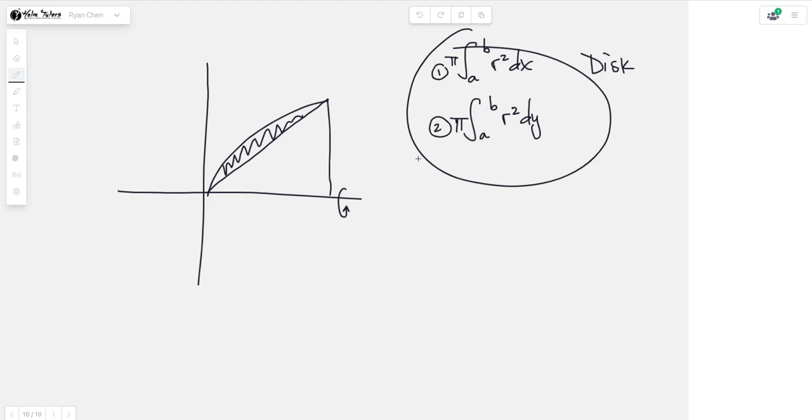How would you know to use one versus two? If it asks you to rotate around the y-axis or x-axis. Exactly. Say a little bit more. What's the nature of r in one versus in two? Sorry, I'm intentionally asking a vague question. What is r like in one versus two?